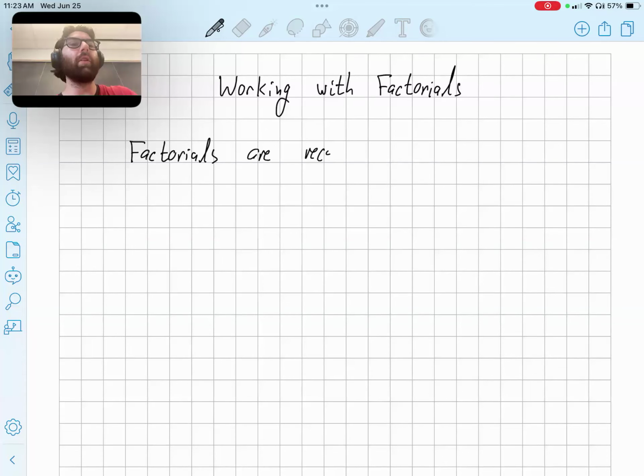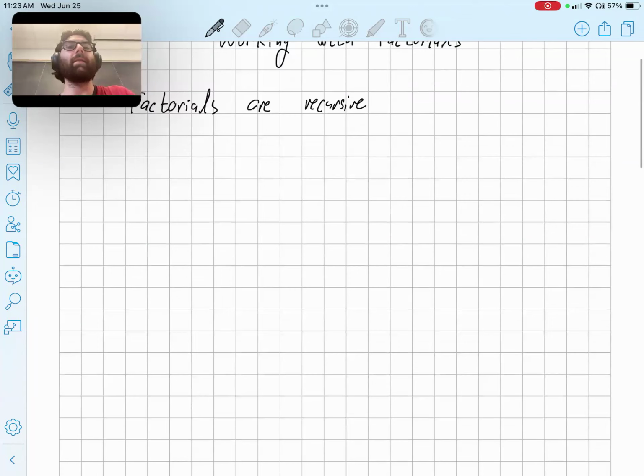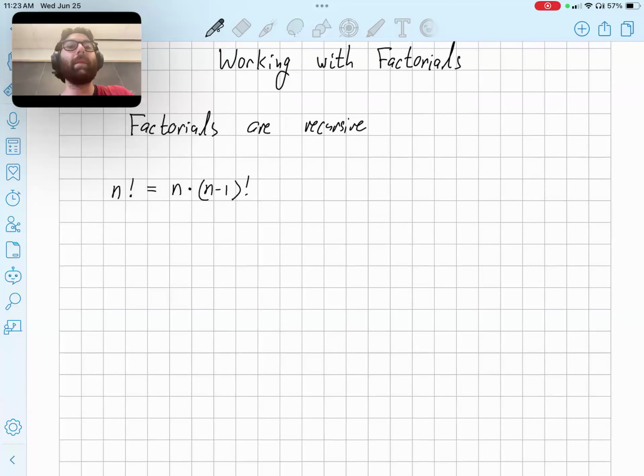are what's called recursive. And what that means is n factorial is equal to n times (n minus 1) factorial. Okay, and to see this more concretely, notice 5 factorial is, just by definition, 5 times 4 times 3 times 2 times 1. But what do we have right here? If we separate off this 5, then right here, we've got 4 times 3 times 2 times 1. And that's the same, just by definition, as 4 factorial.